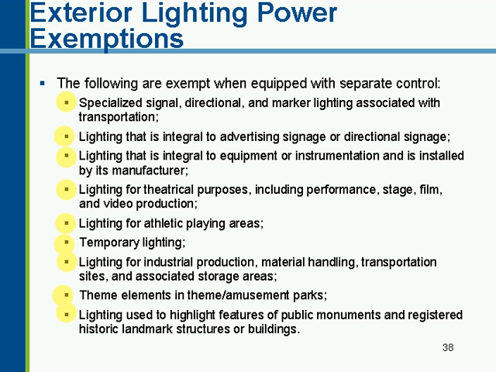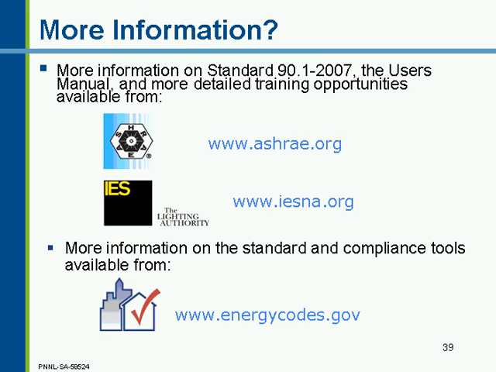This completes the exterior requirements as well as the requirements in the entire lighting section of the standard. If you need some more information, there are some resources here, some websites you can get information on the 2007 standard itself, ASHRAE.org and IESNA.org. More information on the standard and compliance tools available at energycodes.gov.